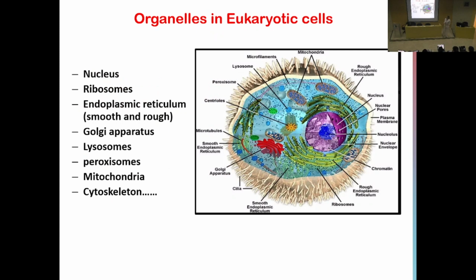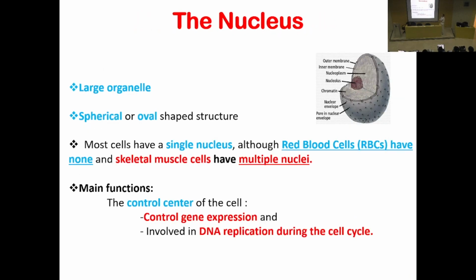Okay. So this is the list of some of the organelles that are contained inside the eukaryotic cells. We have the nucleus, the ribosomes, the endoplasmic reticulum. We have two types, the rough and the smooth. We have the Golgi apparatus, lysosome, peroxisome, mitochondria, and then the cytoskeleton. So today we will try to talk about all of these organelles in terms of structures and in terms of functions. All right, so we start with the first organelle, which is the nucleus.